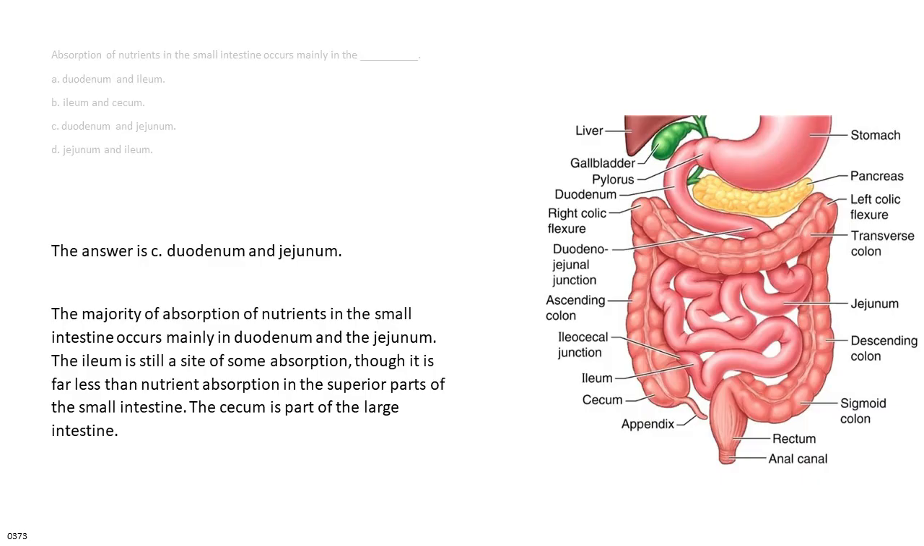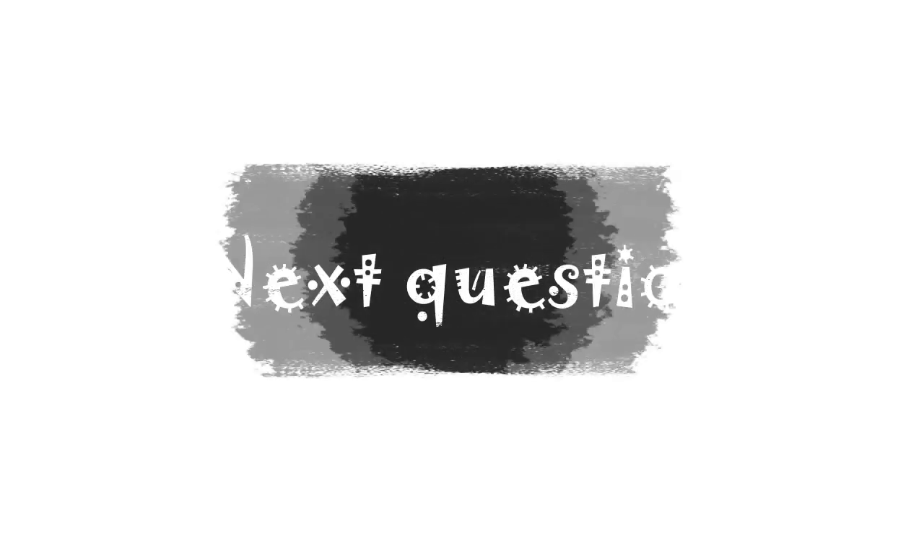The answer is C. Duodenum and jejunum. The majority of absorption of nutrients in the small intestine occurs mainly in the duodenum and the jejunum. The ileum is still a site of some absorption, though it is far less than nutrient absorption in the superior parts of the small intestine. The cecum is part of the large intestine.